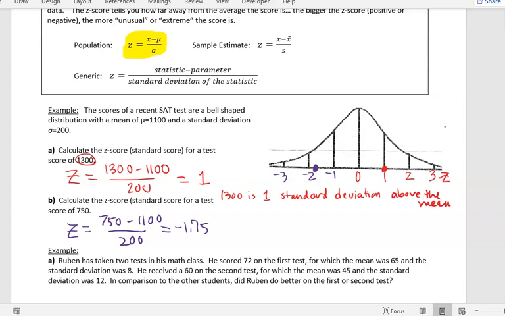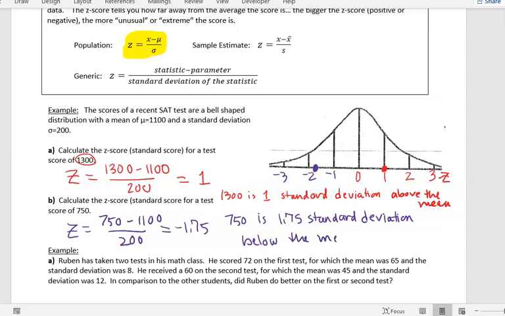If I was going to interpret this, this is the number of standard deviations. So I would say 750 is, now I'm not going to use the negative sign here, 1.75 standard deviations. So the unit on a z-score is standard deviation. That's how many standard deviations it is, but we're going to say below the mean.